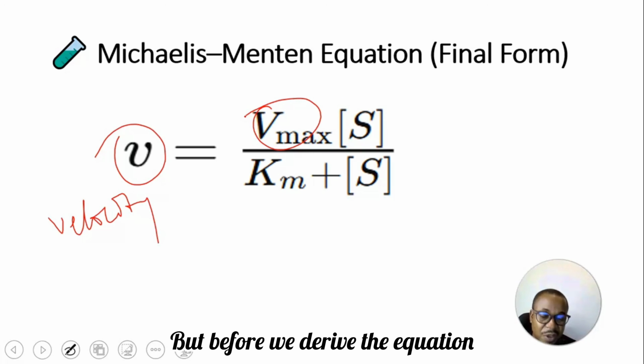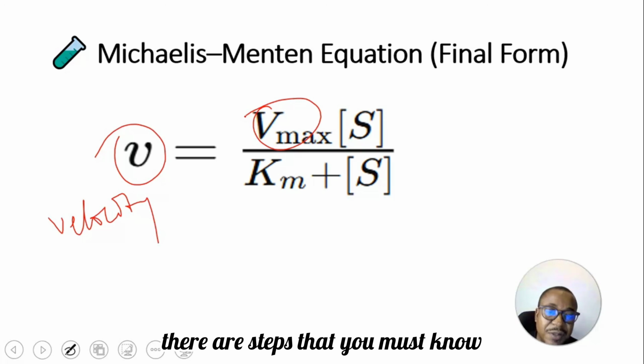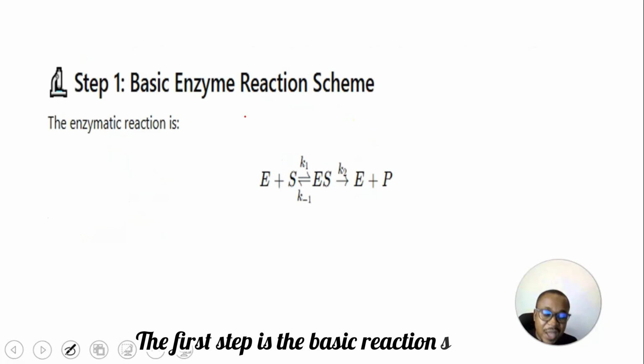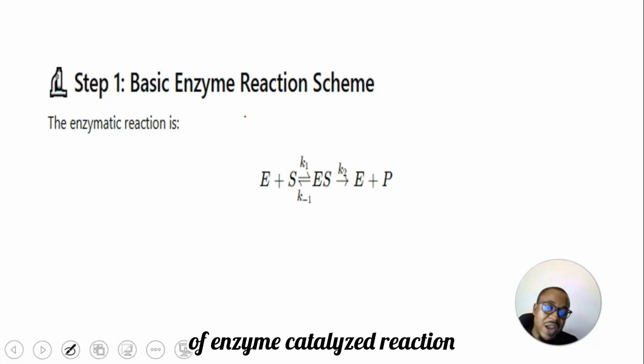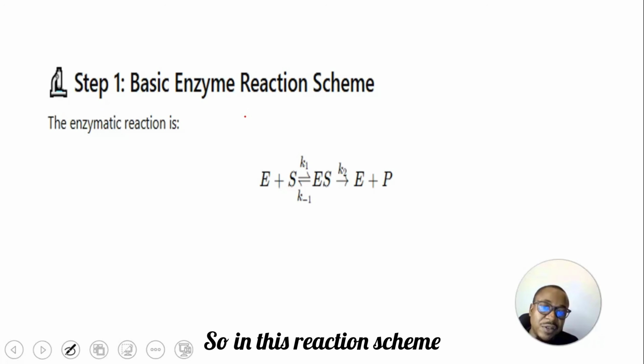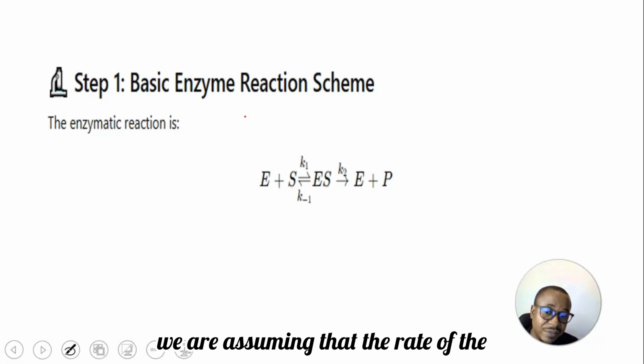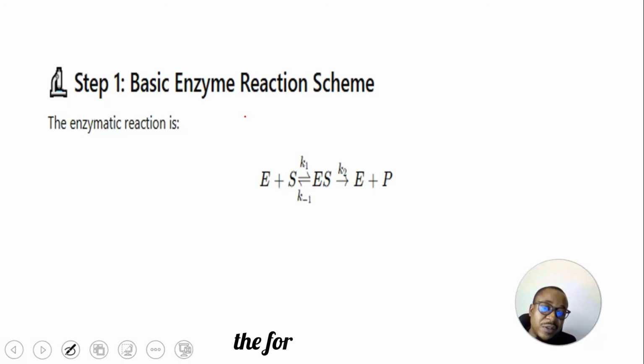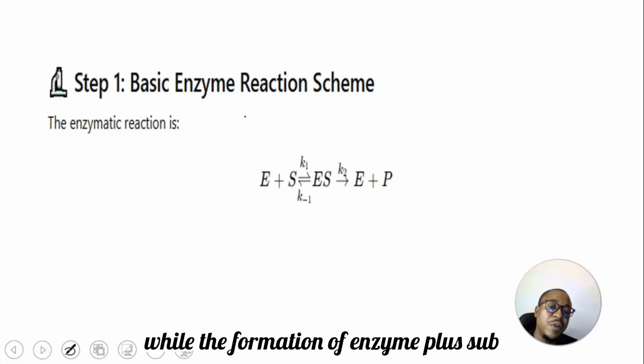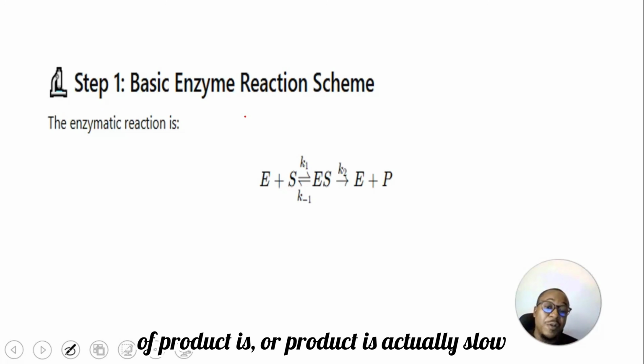But before we derive the equation, there are steps that you must know. The first step is the basic reaction scheme of enzyme catalyzed reaction. So in this reaction scheme, we are assuming that the rate of the formation of ES is rapid, while the formation of enzyme plus product is actually slow.